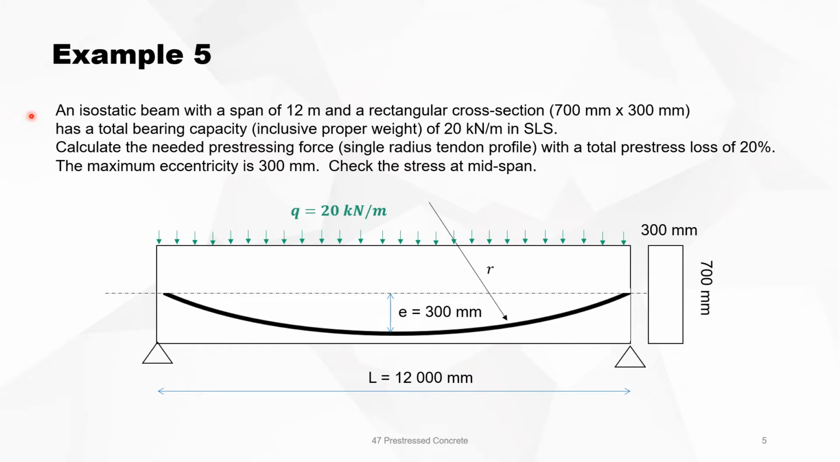We have an isostatic beam with a span of 12 meters and a rectangular cross-section of 700 by 300 millimeters. It has a total bearing capacity, inclusive of proper weight, of 20 kilonewton per meter in SLS. Calculate now the needed pre-stressing force with a single radius tandem profile, with a total pre-stress loss of 20% and a maximum eccentricity of 300 millimeter. Check the stress at midspan.